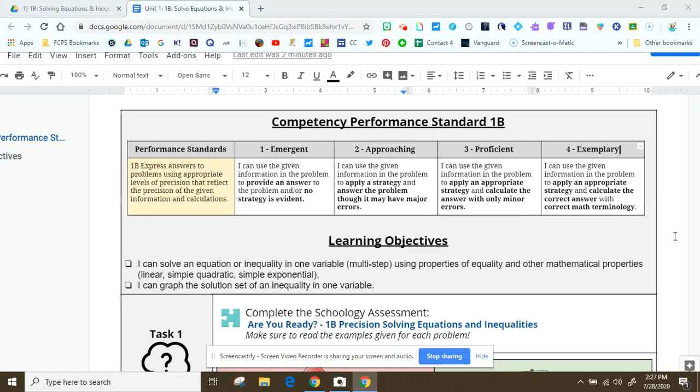So today we're going to be starting with Unit 1. 1B is our standard, right? So here's what we're going to be doing. We're going to express answers to our problems using appropriate levels of precision, right?